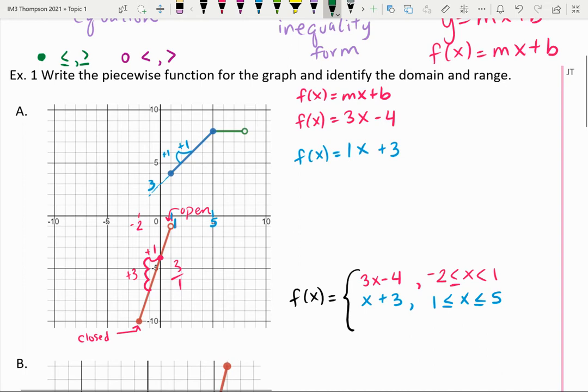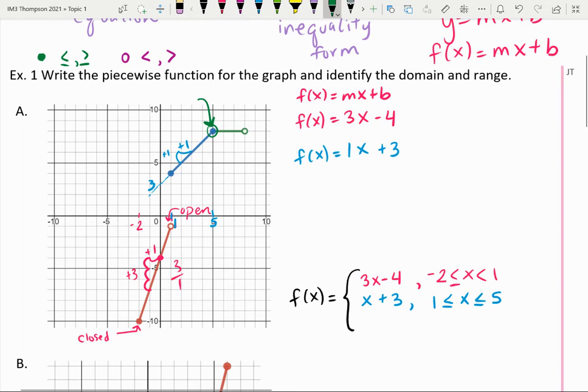Now, in order for something to be a function, this is a piecewise function, that means that it has to pass the vertical line test. So for every value of x, there's only one y. Which means that in this point here, if that is solid blue, then that means that it's going to be an open green circle, because it can't be both.